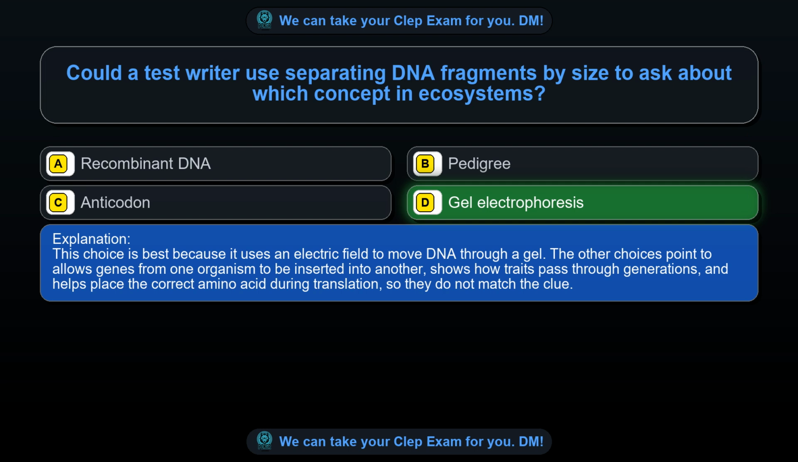The other choices point to allows genes from one organism to be inserted into another, shows how traits pass through generations, and helps place the correct amino acid during translation, so they do not match the clue.